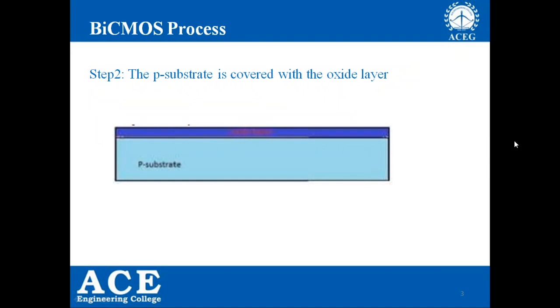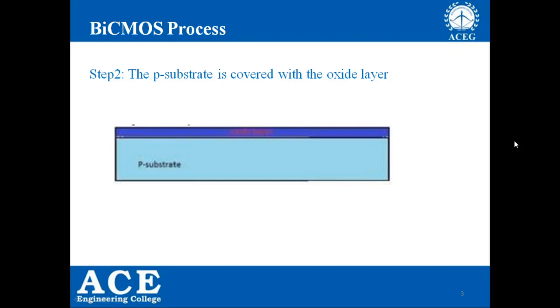So we need to form first one N plus buried contact layer, and in order to have that N plus buried layer we need to select the area in the substrate where this N plus buried layer has to form. That means this N plus buried layer acts as the basement for the formation of this bipolar transistor. So we need to select certain area. So for that we are going through oxidation, photolithography, etching process.